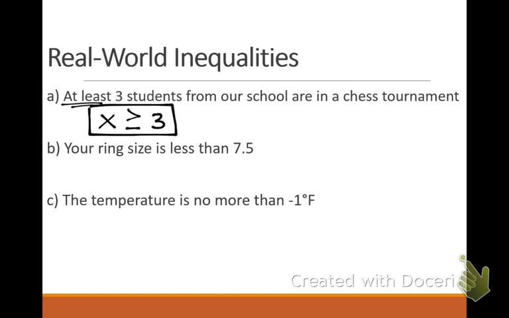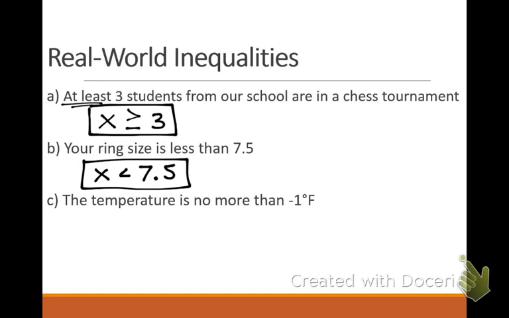Problem B says your ring size is less than 7.5. Every time we're going to start with our variable, let's use the variable X. The second thing I will always write down is the number. What number is in problem B? 7.5. Now let's just read it. Your ring size is less than 7.5. So guess what symbol I have to put? Less than. This one was actually pretty simple.